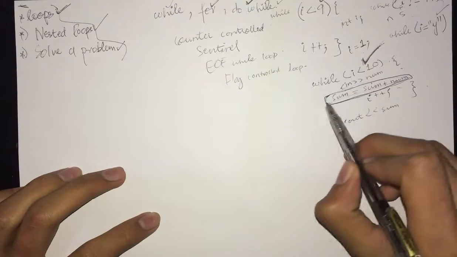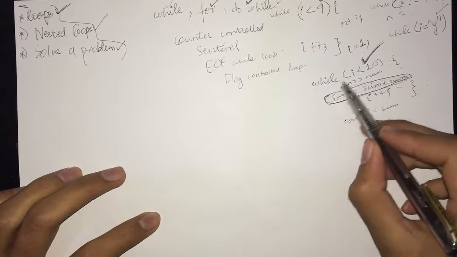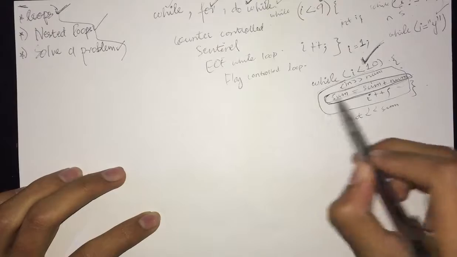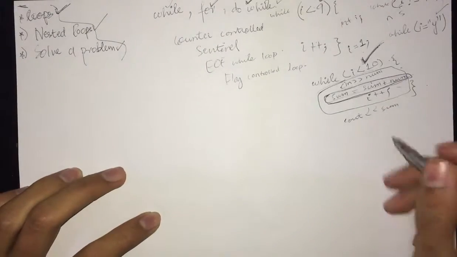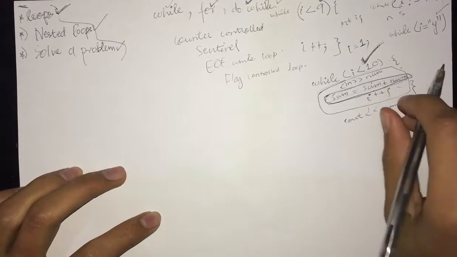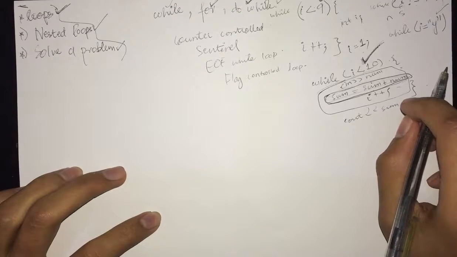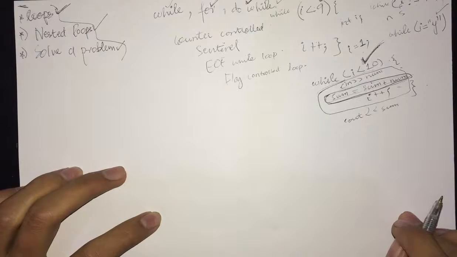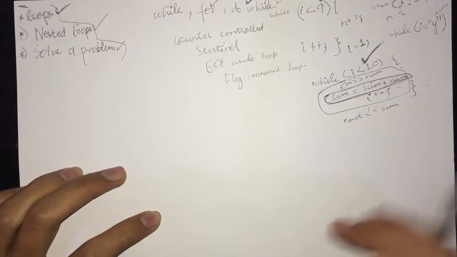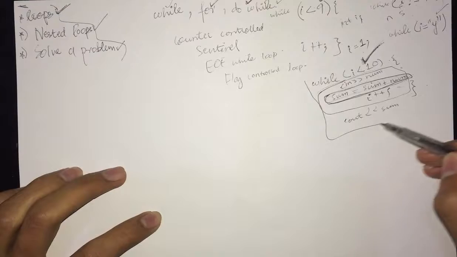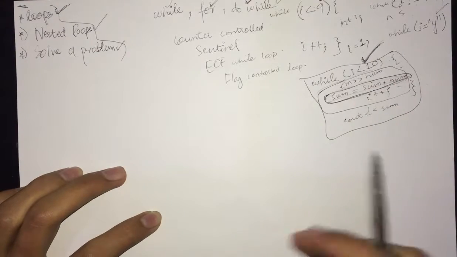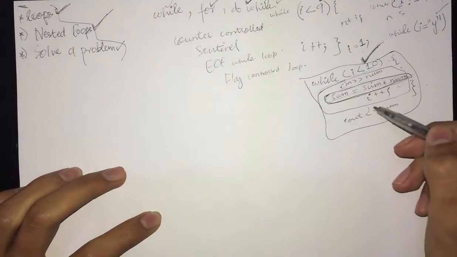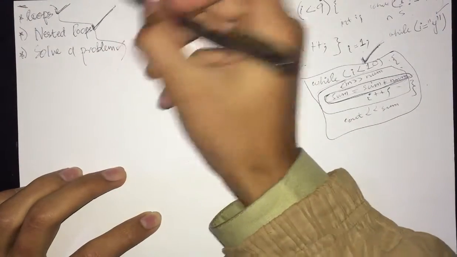So in this step we are just repeating this step, the sum equals sum plus num. We just want to repeat the steps which are inside this loop. But sometimes we want to repeat the whole loop over and over again until certain conditions are met. Sometimes we want to repeat the whole loop. For repeating the whole loop, that is why we use nested loops.